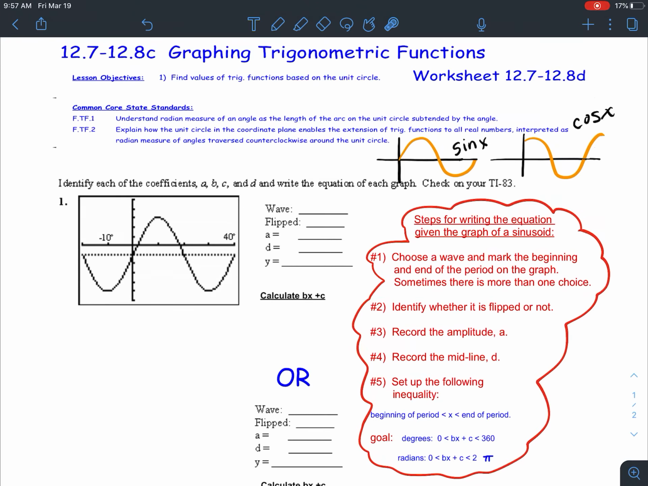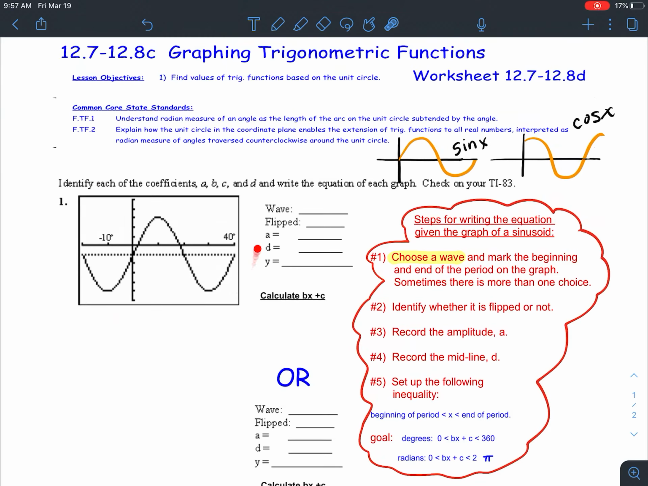So let's start with our steps for how to write an equation when you're given the graph of a sinusoid. That's a generic word for either a sine wave or a cosine wave. First it says you should choose a wave. So what you want to do is look at the graph and mark where you see the beginning of a sine wave or cosine wave happening and where you see the end of that particular wave happening.